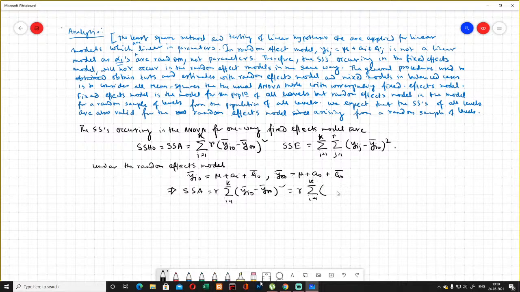Yi naught bar means mu plus ai plus ei naught bar, minus mu minus a naught minus e naught bar, which I write as ai plus ei naught bar minus a minus e naught bar, whole square. Similarly, SSE is equal to the sum over i from 1 to k, j from 1 to r, of eij minus ei naught bar, whole square. Okay.